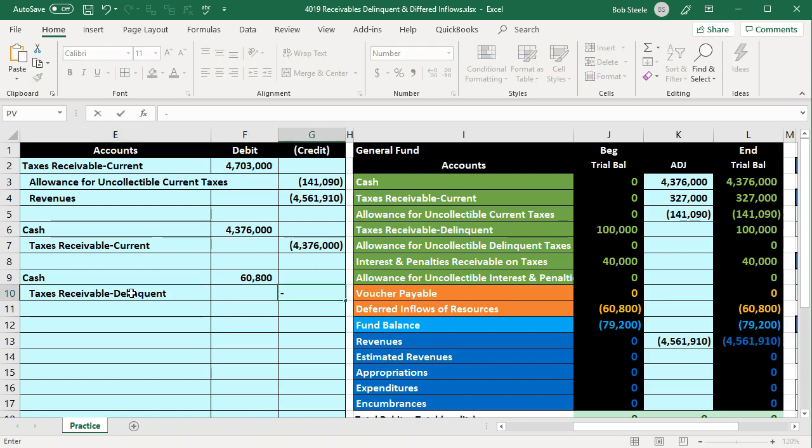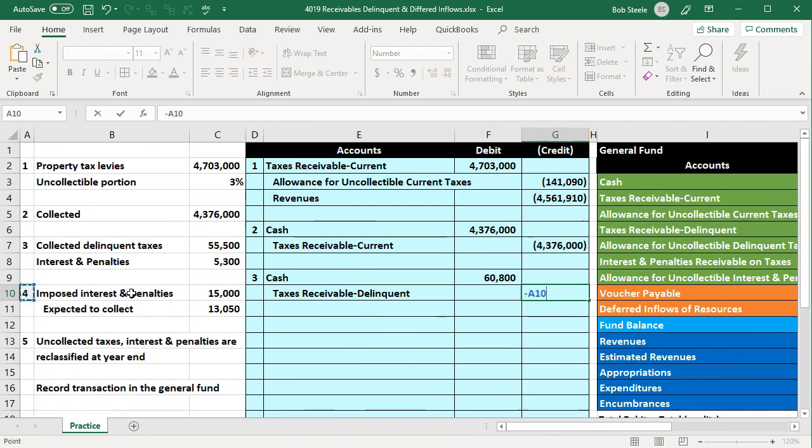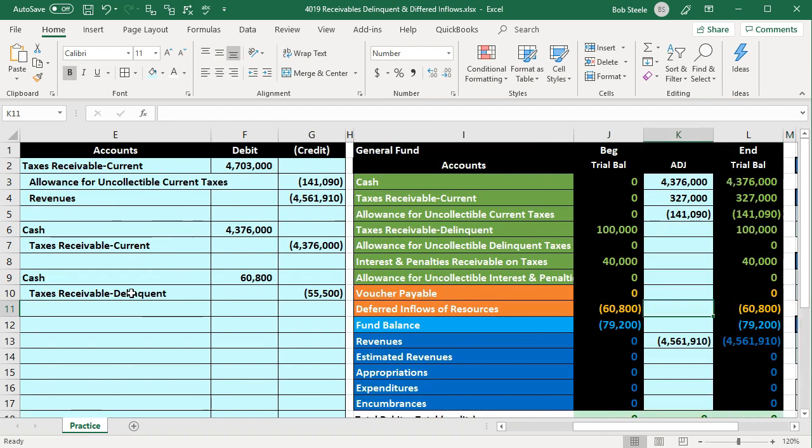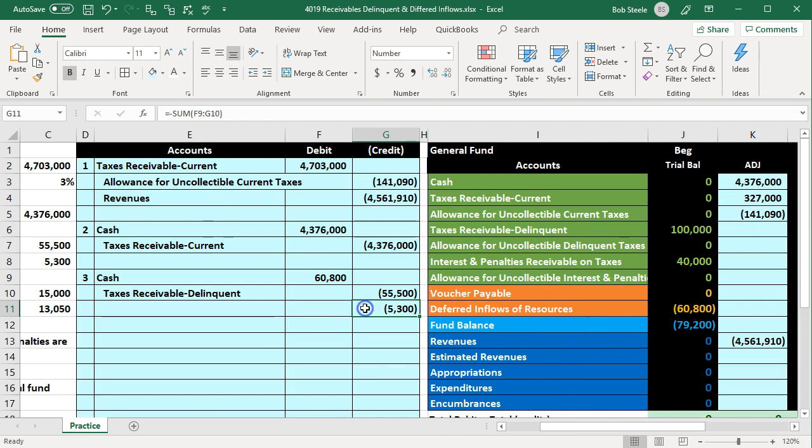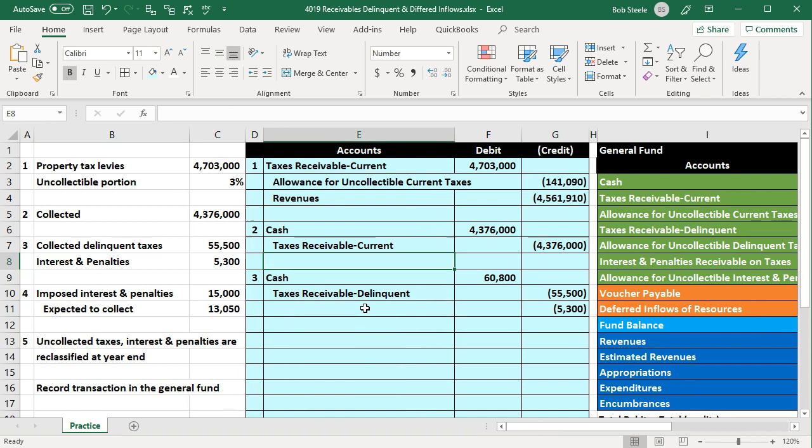That's going to be a credit, but only for that 55.5. And the difference is going to be interest and penalties. I'm going to use the plug formula to record this negative sum of these items. And that's going to be the 5.3, or that's given in our problem. That's what we needed in order for the credits to add up to the debits.